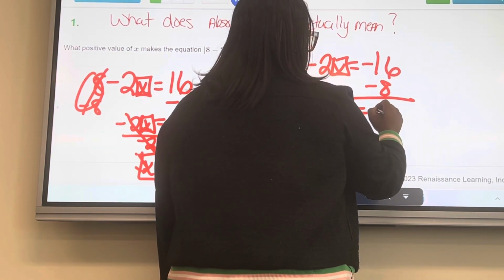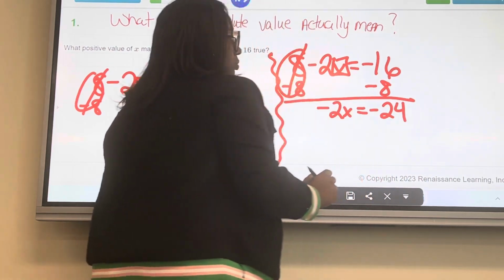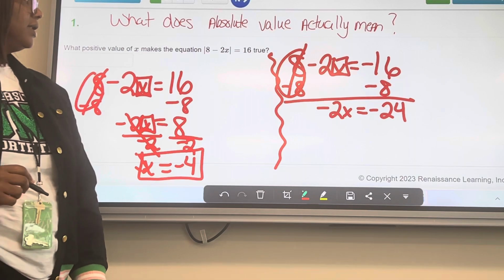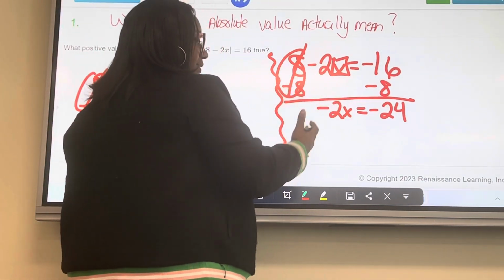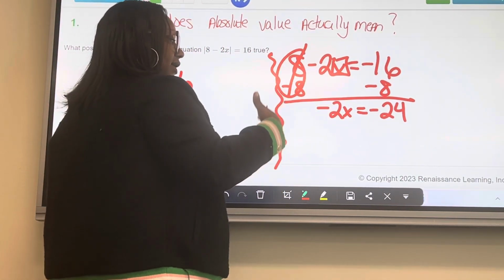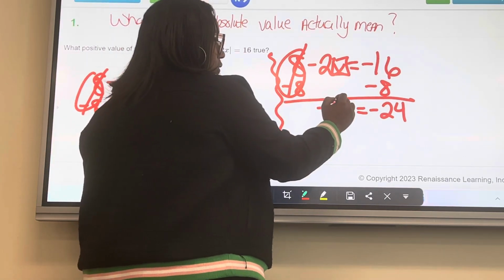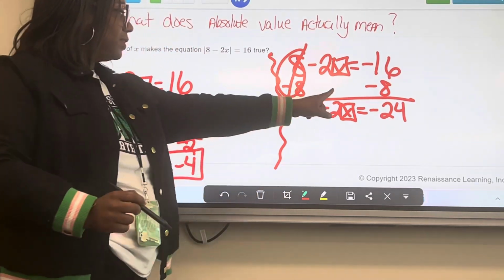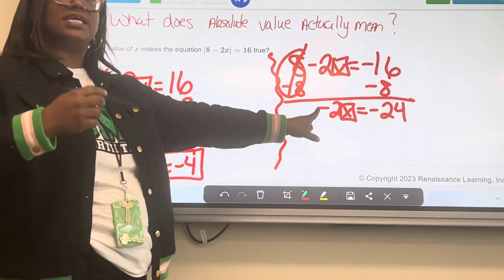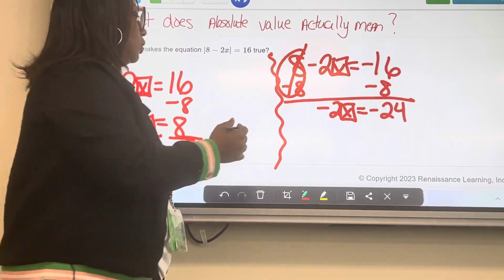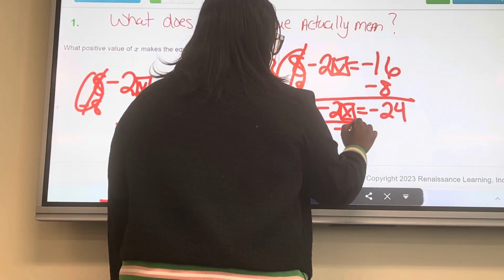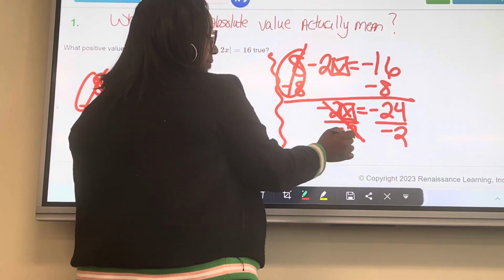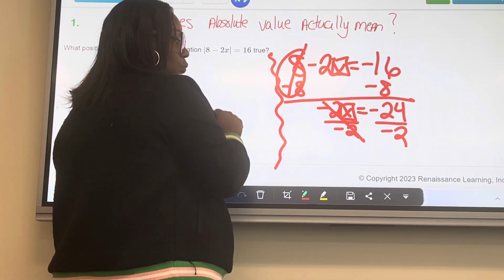That's negative 24. So we have negative 2x equals negative 24. Now I'm going to divide, well, what's happening? I asked myself that question again. What's happening to x right now? Well, now that we've gotten rid of the 8, all I'm doing is multiplying x by negative 2. So what's the inverse of multiply by negative 2? I'm going to divide both sides by negative 2. Negative 2 divided by negative 2 cancels out because it's equal to 1.